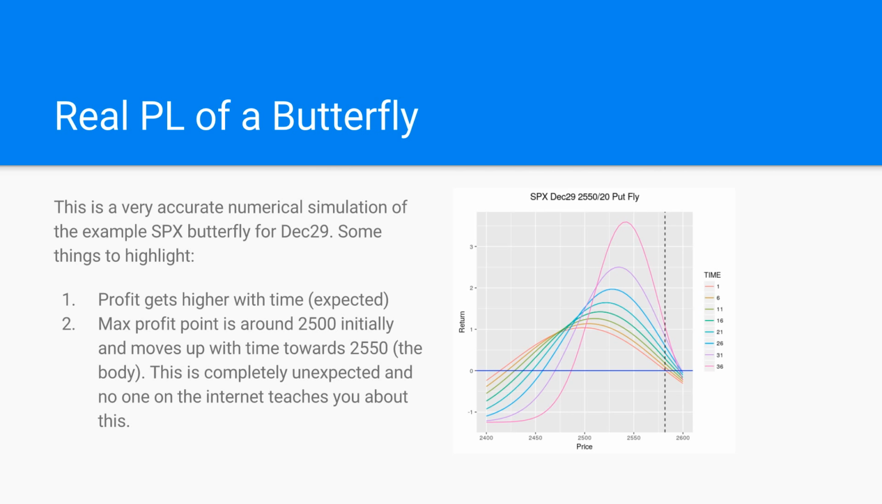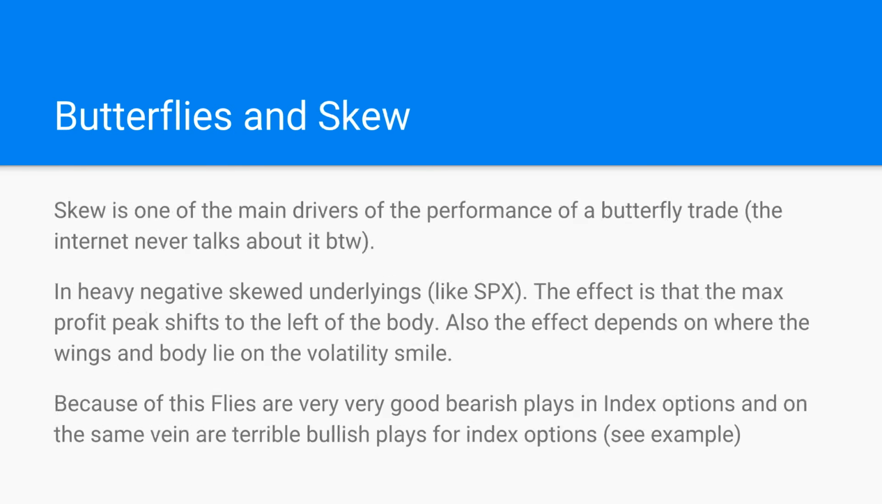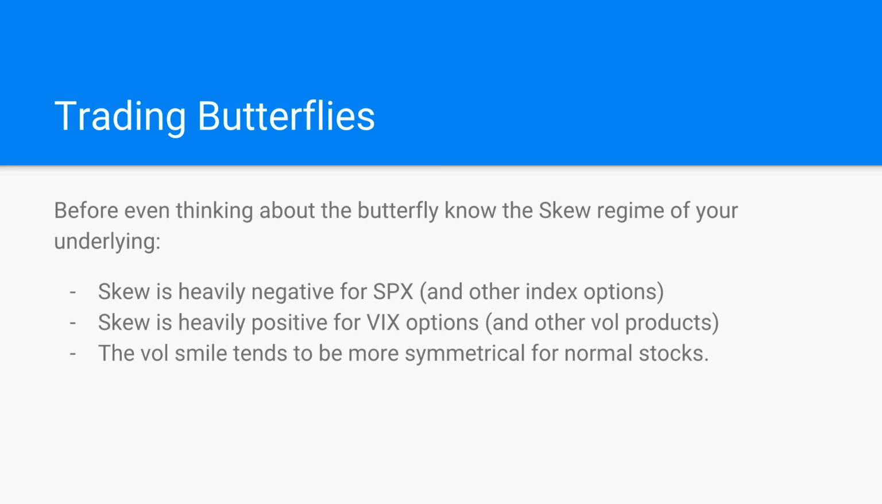It's the opposite of long gamma. A butterfly is a short gamma position in general. So you are betting on a fall or you're betting on a move up, you want these things to happen slowly, ideally as slow as the expiration of the butterfly.